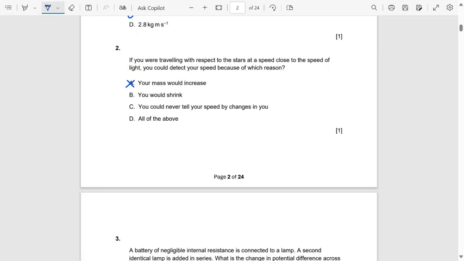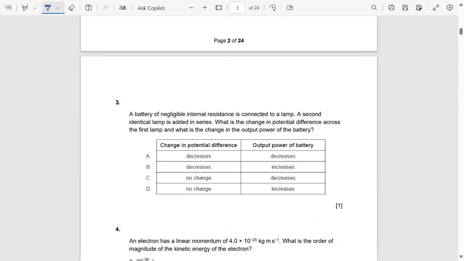For B, yes, you would shrink, but again, that is from the perspective of an external observer. And so it can't be D because A and B are incorrect. It is C. So the principle of relativity says you cannot determine your absolute velocity by internal observations. So the answer is C.